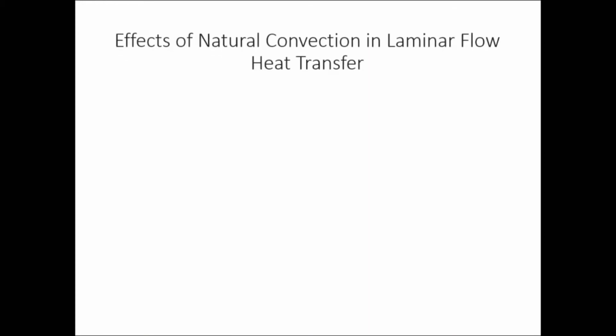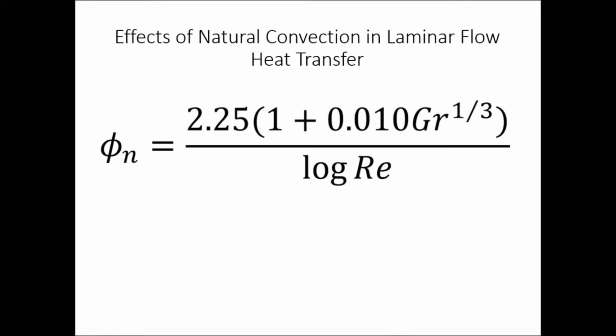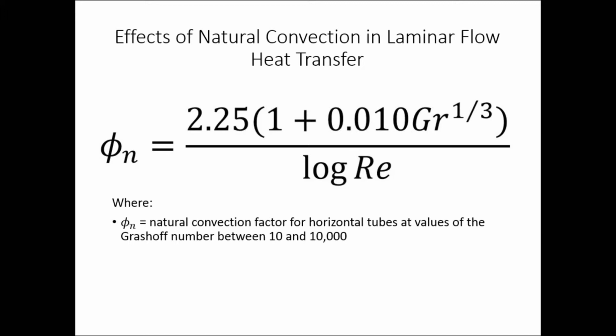To incorporate the effect of natural convection in laminar flow heat transfer, the natural convection factor for horizontal tubes at values of the Grashof number between 10 and 10,000 may be obtained using this equation.